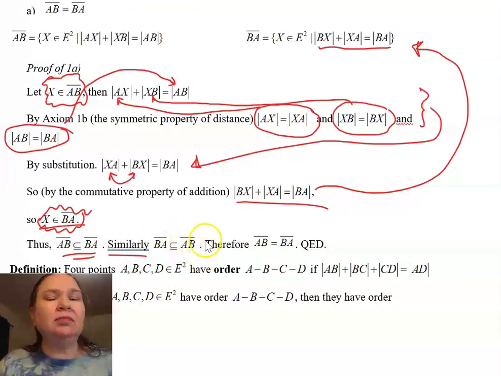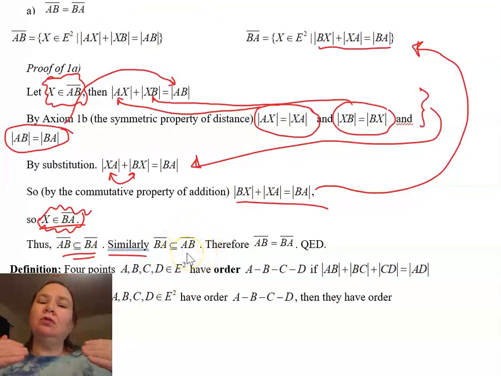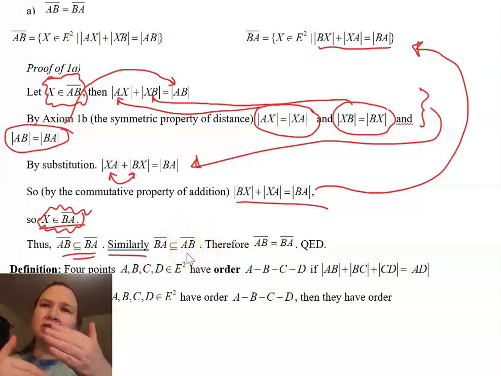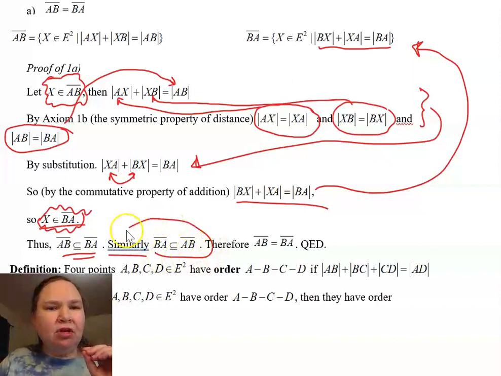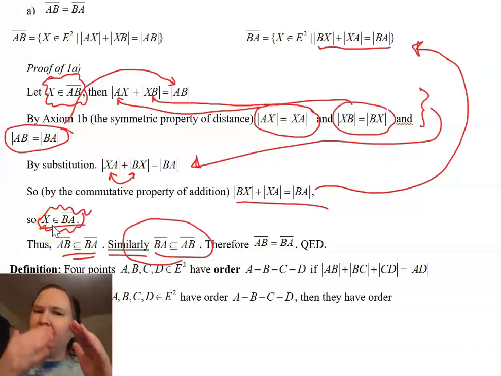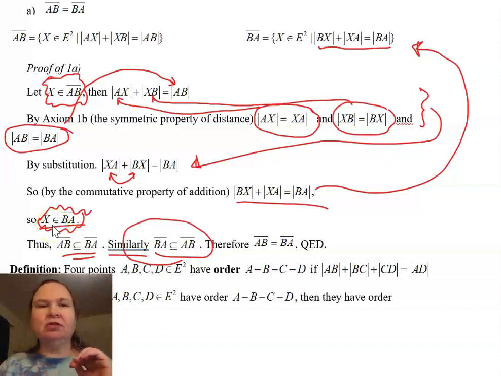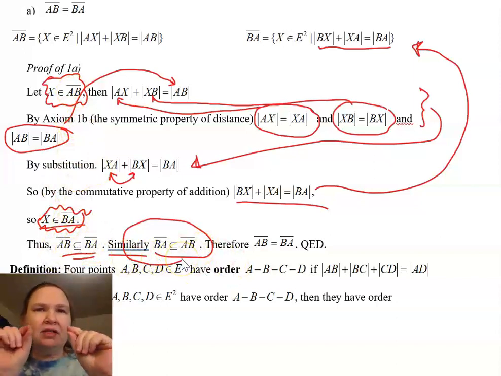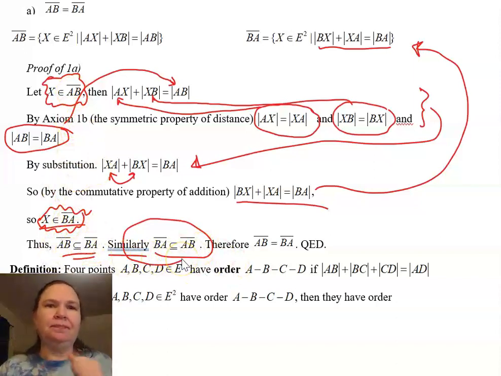Similarly, BA is a subset of AB. You can use that word similarly to save you rewriting things. You can only use it when the proof of this result would be exactly like the thing you just proved, except for changing the letters. So if I just change the letters, change the numbers, change the variables, then I can turn this proof into that proof. And so that's the case where you're allowed to use similarly.